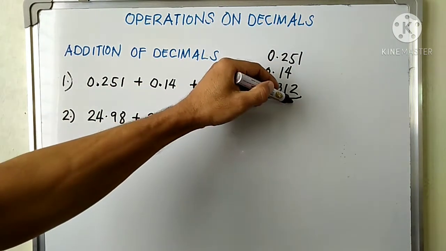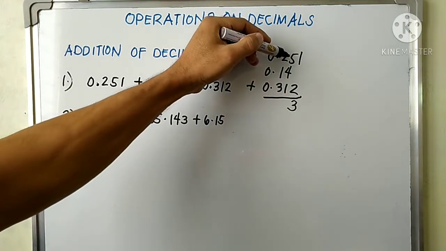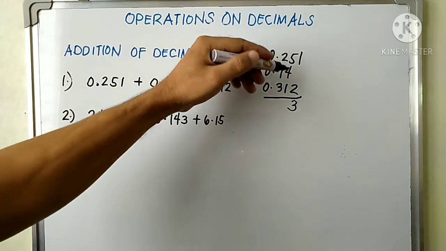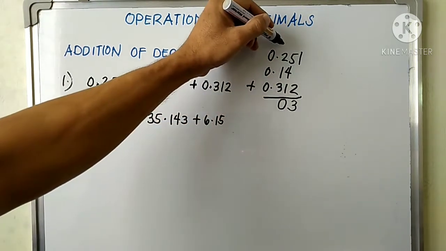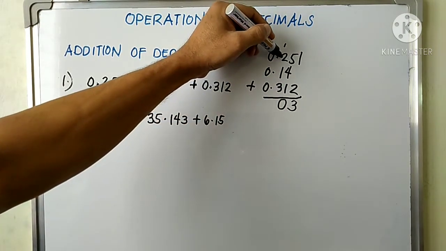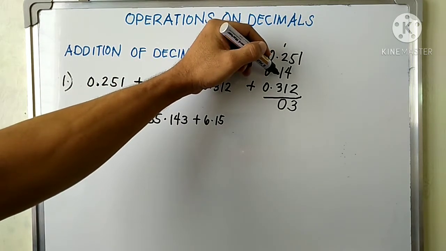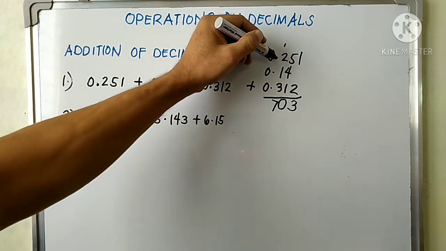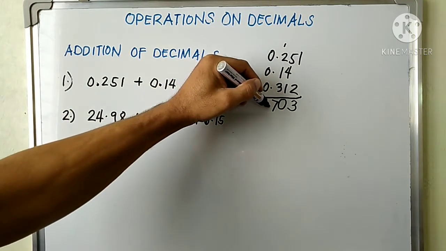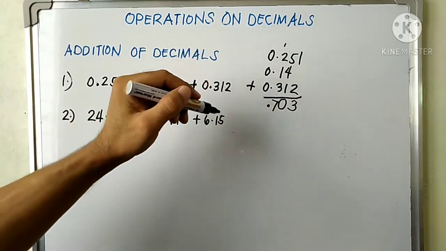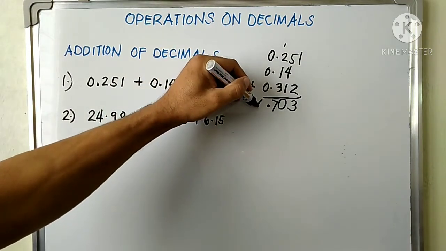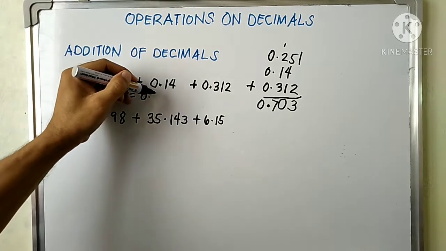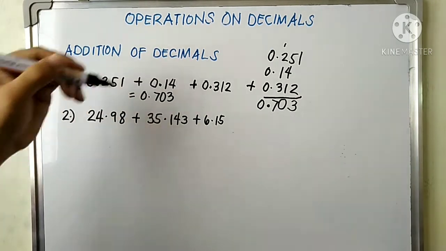1 plus 2 is 3. 5 plus 4, 9 plus 1 is 10. Bring down 0, carry 1. 1 plus 2 is 3, plus 1 is 4, plus 3 is 7. And then write also the decimal point aligned to the 3. Then write here 0. So the answer here is 0.703.